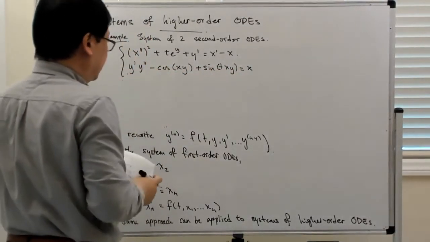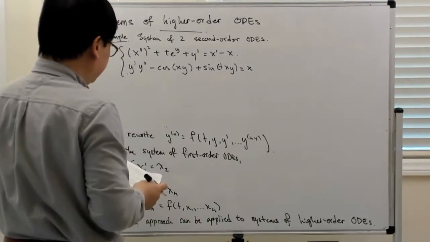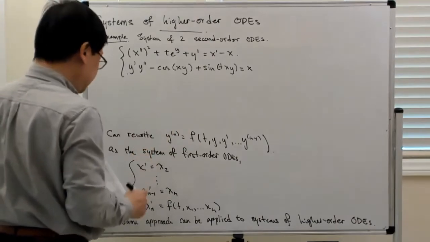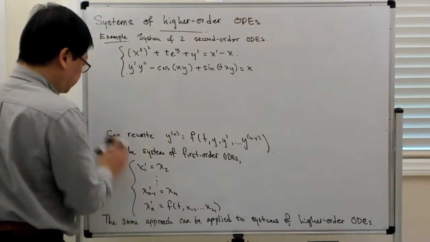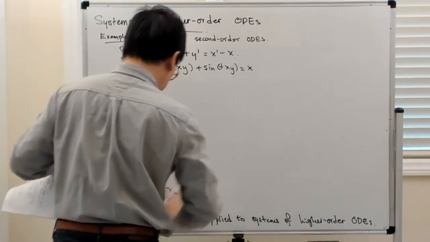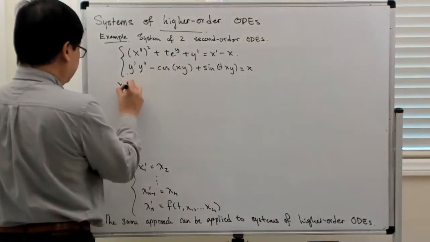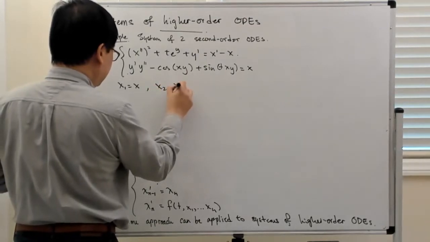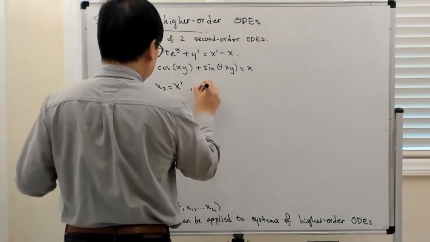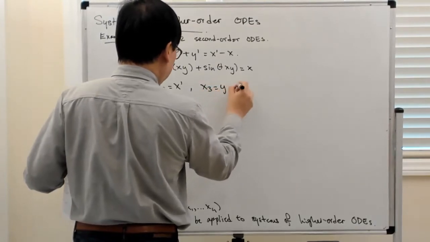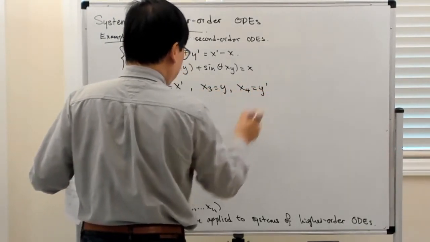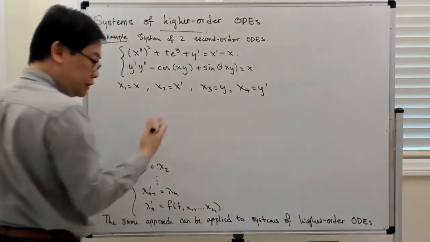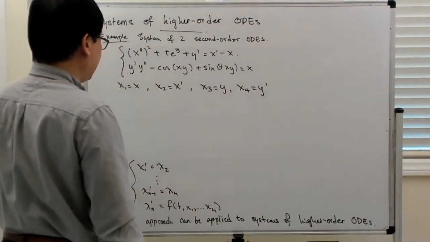Okay, so the first order of business again is to set up the substitutions. Let's say x1 is equal to x, x2 is equal to x', x3 is equal to y, and x4 is equal to y'. So I've put both the x and y, as well as their derivatives, into this vector of x components.